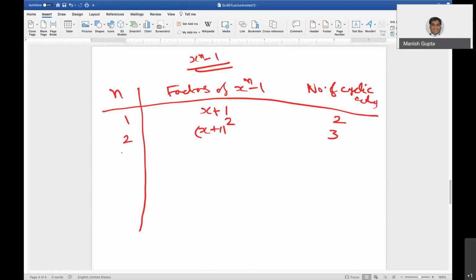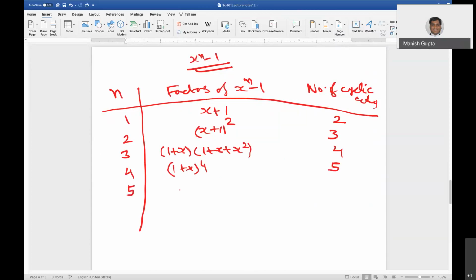If n is equal to 3, factors are 1 plus x into 1 plus x square. We just saw this example. Okay. So number of cyclic codes are 4. For n is equal to 4, factors are 1 plus x raised to power 4. Number of cyclic codes are 5. You take product at a time, right?